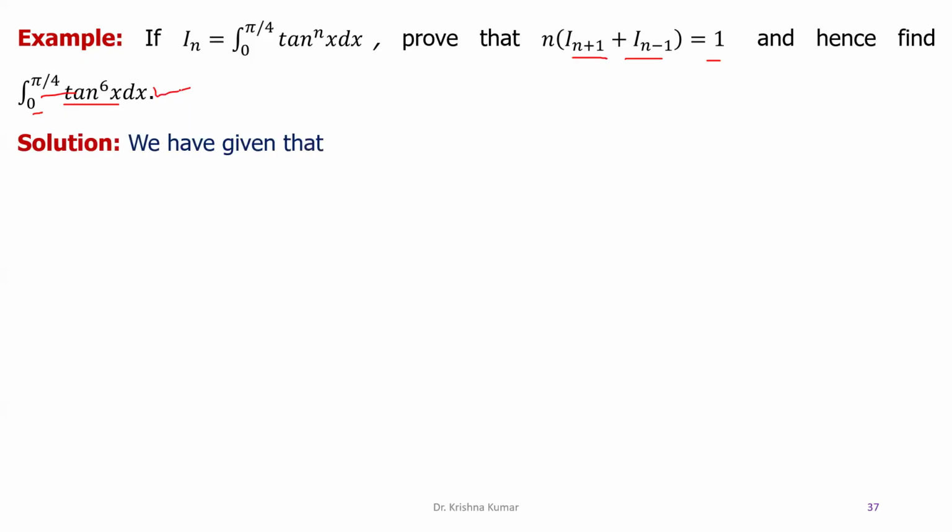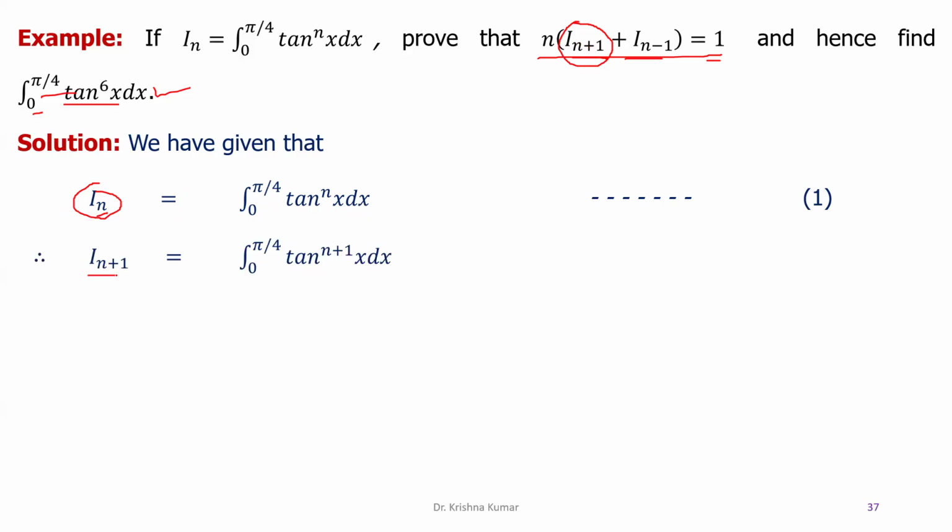We are given that I_n is equal to the integration of tan to the power nx dx under the limit 0 to pi by 4. Then we have to prove this result. So now just look here, this is I_n. We have to first calculate what is I_(n+1). So here instead of n we have to put n plus 1. Therefore I_(n+1) is equal to the integration of tan to the power n plus 1 x, because n is replaced by n plus 1, under the limit 0 to pi by 4 with respect to x.